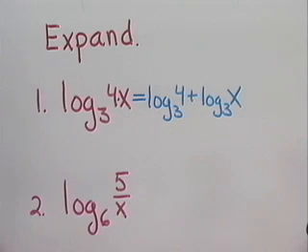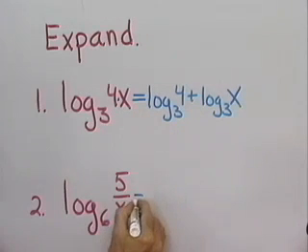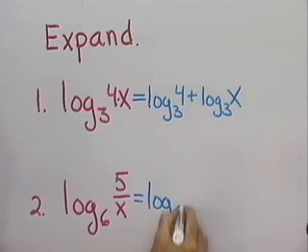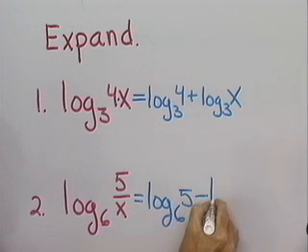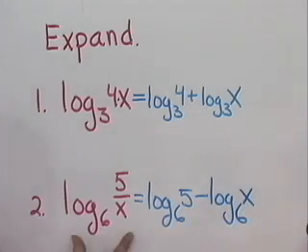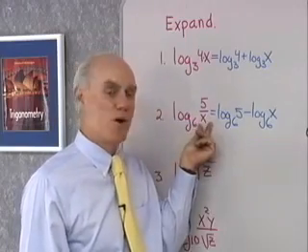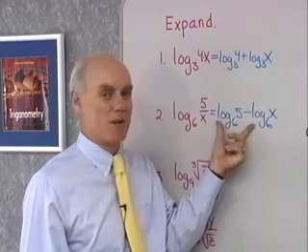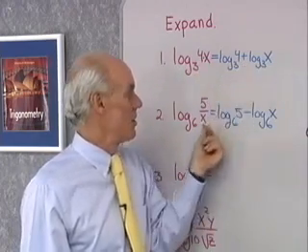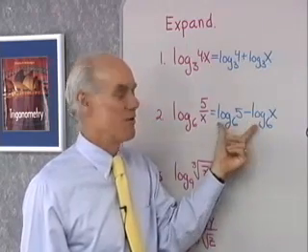Let's look at our next problem, log base 6 of 5 over x. This is a quotient, so I'm going to use my second property of logarithms to say log base 6 of 5 minus log base 6 of x. Property 2 for logarithms says that the logarithm of a quotient is the difference of the logarithms. So here's property 1, the log of a product is the sum of the logs. Property 2, the log of a quotient is the difference of the logs.